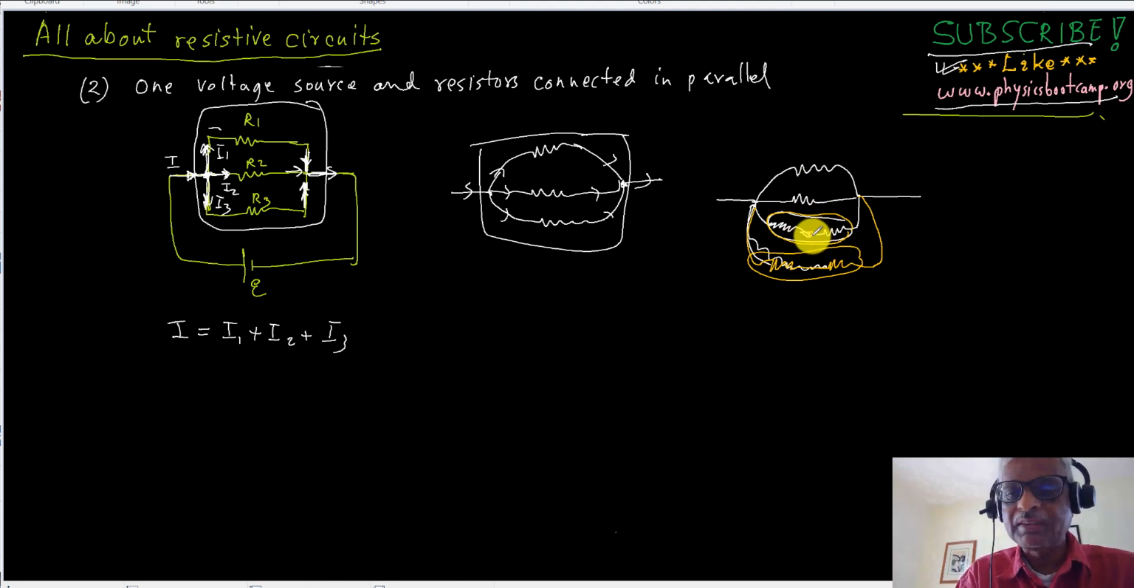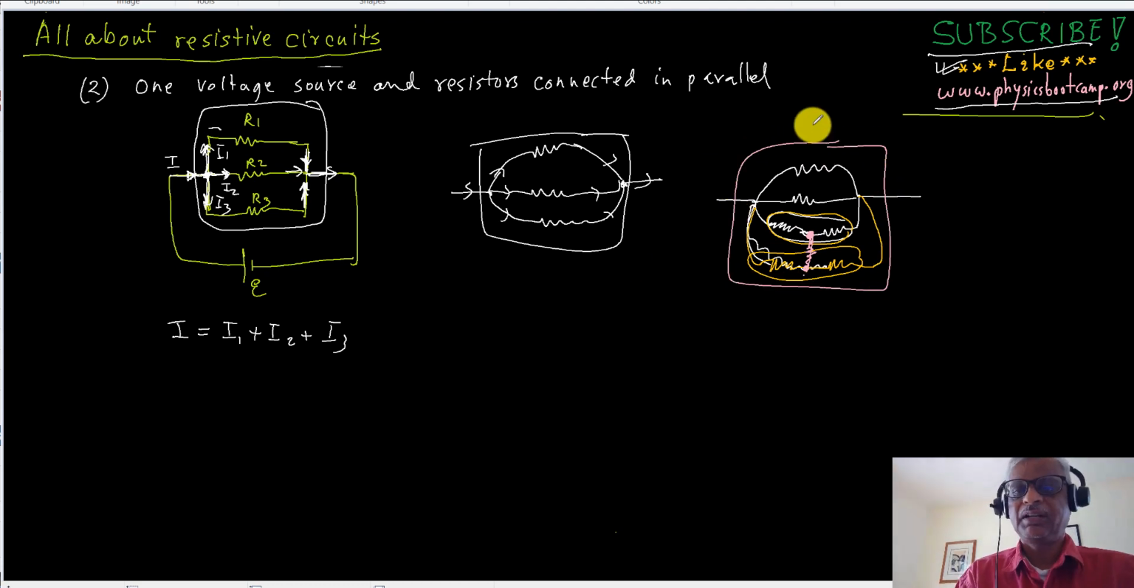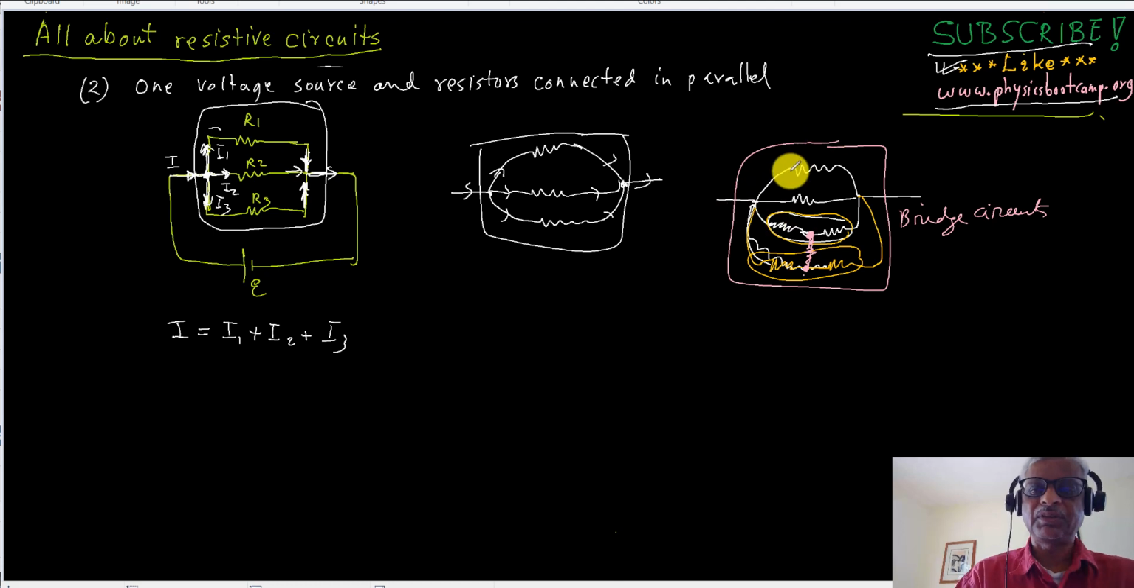But suppose there was a connection from this point to this point. Now this entire circuit will not be parallel because of this connection. This kind of circuit is called a bridge circuit, and we're going to do one example of a bridge circuit. So we're not talking about this kind of thing; we're talking about very simple parallel circuits. Okay, let me erase this and then try to do this problem with some numerical values.